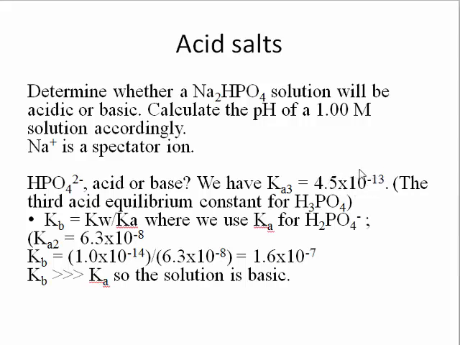Ka for this is Ka3 for phosphoric acid, 4.5 times 10 to the negative 13, to be found in a table. For Kb, we use Kw over Ka, where we take Ka for H2PO4 from the table. This is the second constant for phosphoric acid, and it's 6.3 times 10 to the negative 8. So Kb in this case is 1.6 times 10 to the negative 7. Roughly speaking, Ka is close to a million times smaller than Kb.